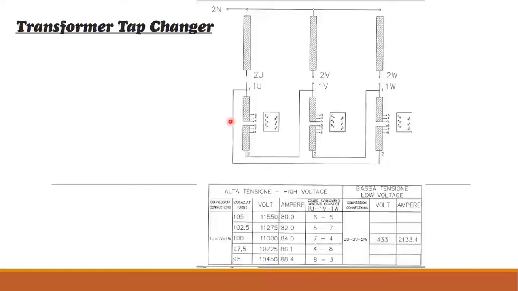So like this, through the tap changer we can control the output of a transformer.